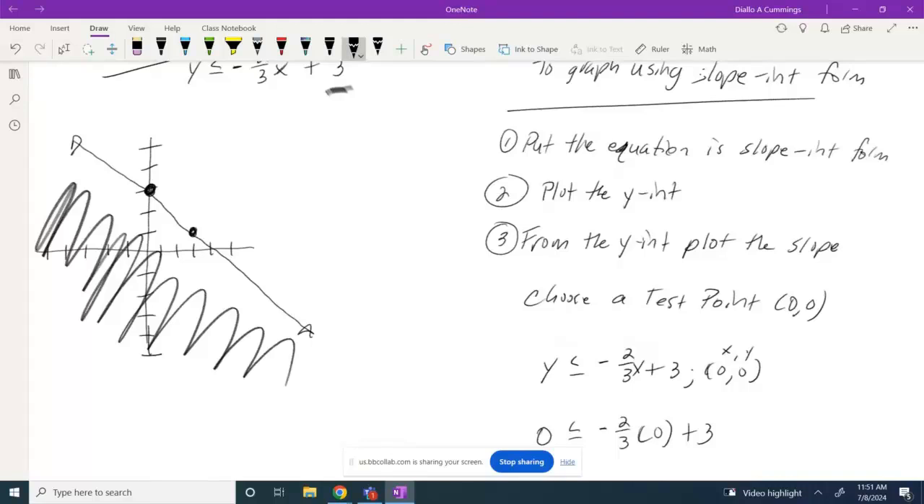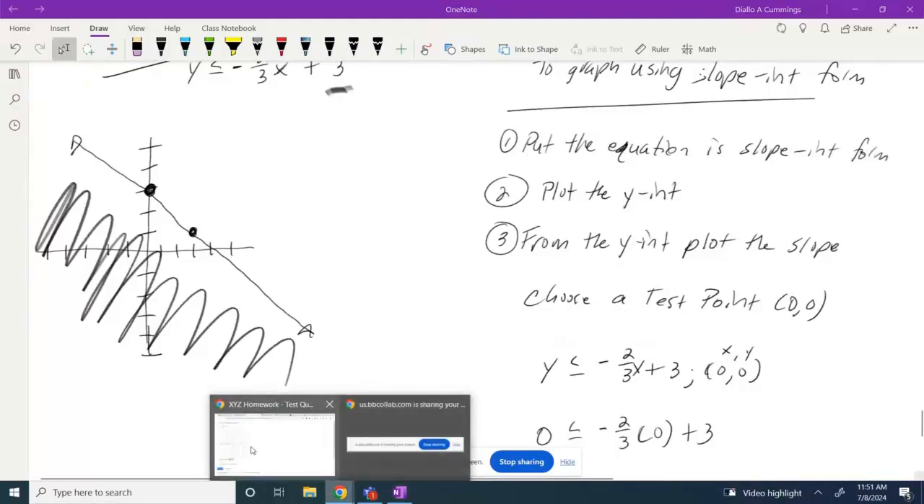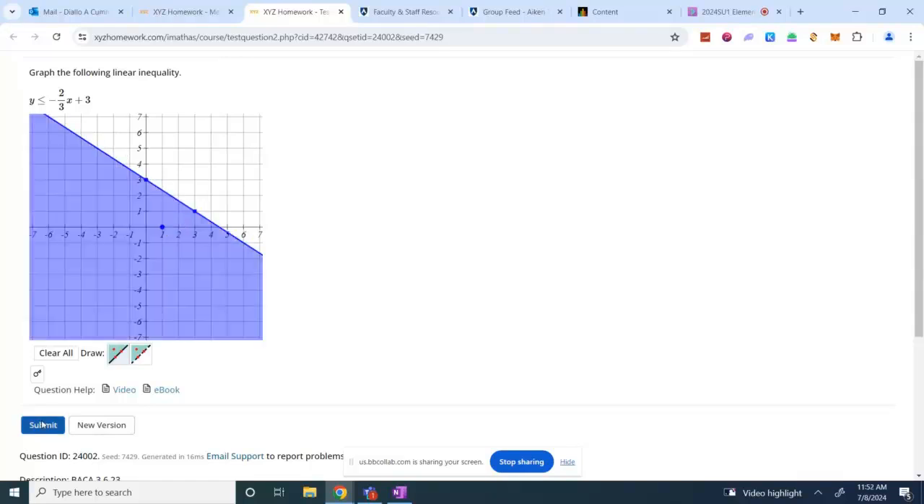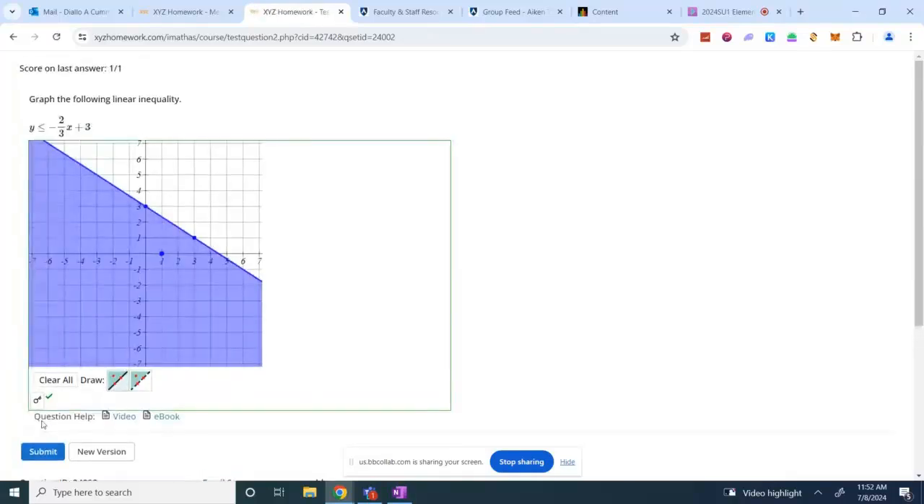So if we take a look at the graph, I'm going to do the same thing. I'm going to plot my y-intercept, which is 3. From my y-intercept, I'm going to plot my slope. So here again, notice that the slope is negative, so my line should descend from left to right. So I'm going to go down 2. I'm going to go over 3. I'm going to shade this side, and I have my graph.